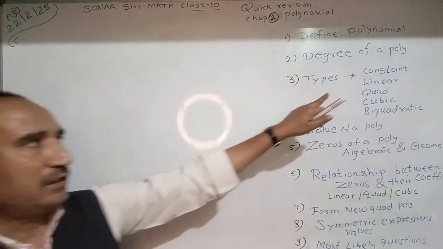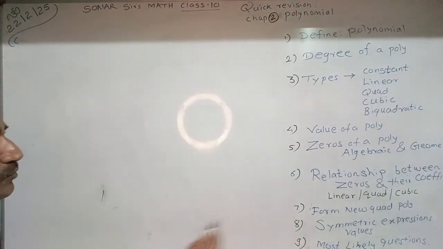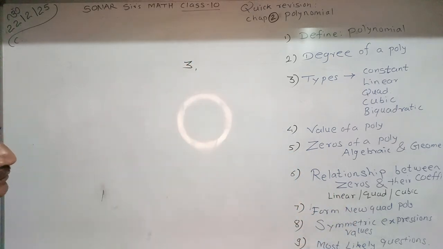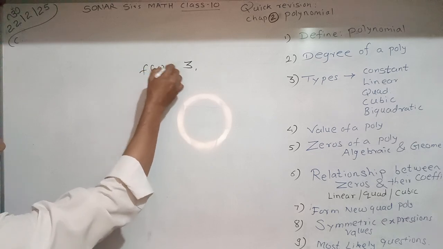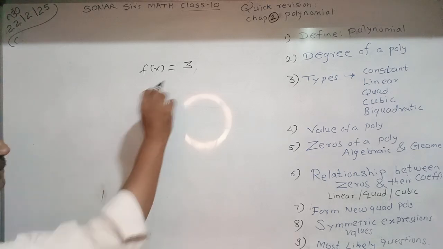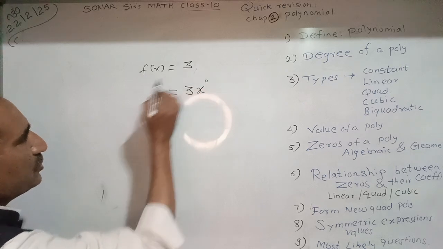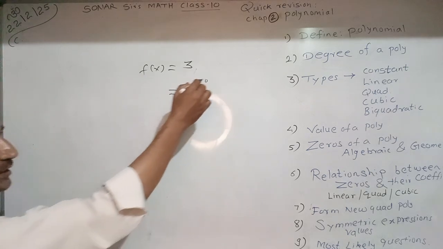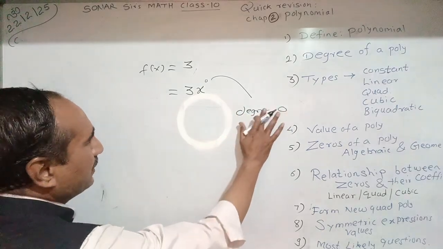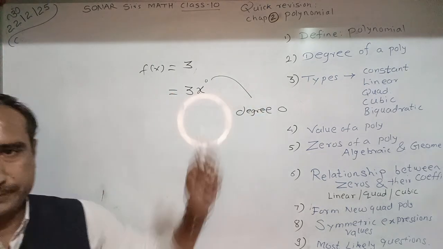Now the first type, constant polynomial. Now what is constant polynomial? Suppose this is 3. So f of x is equal to 3. Only constant number is there. We can write in standard form like this, 3x raised to 0, because the degree of the polynomial is 0. So degree is 0. In this case, we say that this is a constant polynomial.